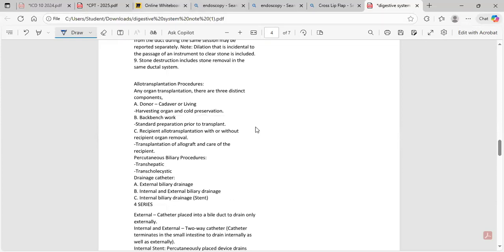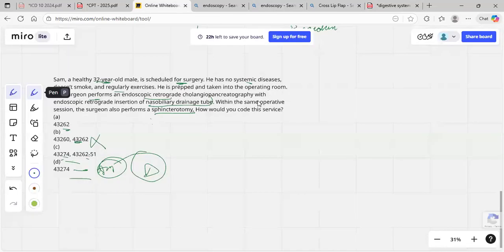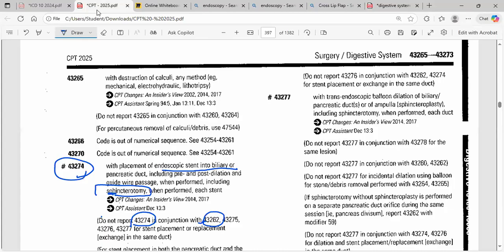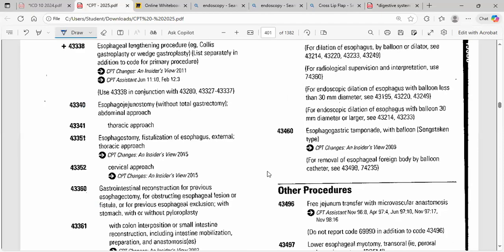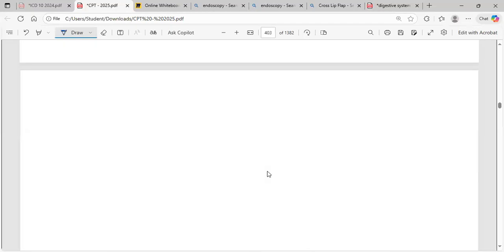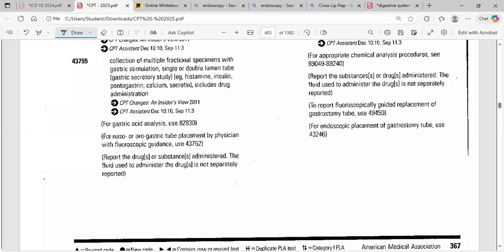So our endoscopy topic has been completed. After the endoscopy procedures, our next main topic is allotransplantation. I'm going to pull up those codes. Allotransplantation means intestine transplant, liver transplant. These are the allotransplantation procedures. Just give me a second. Let me pull those codes here.